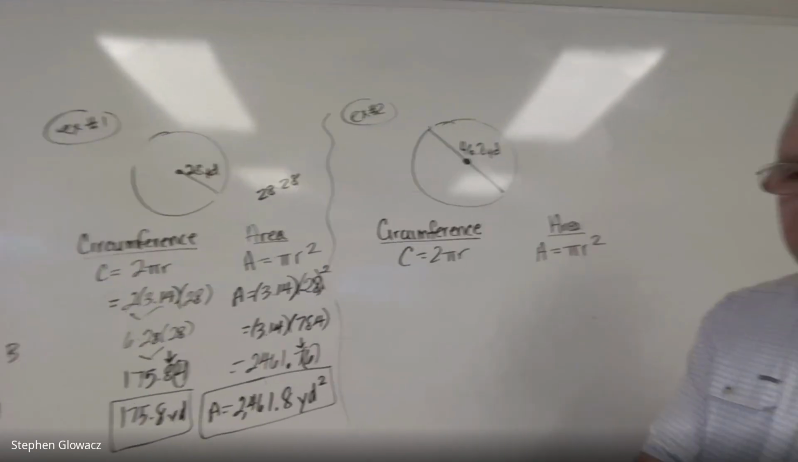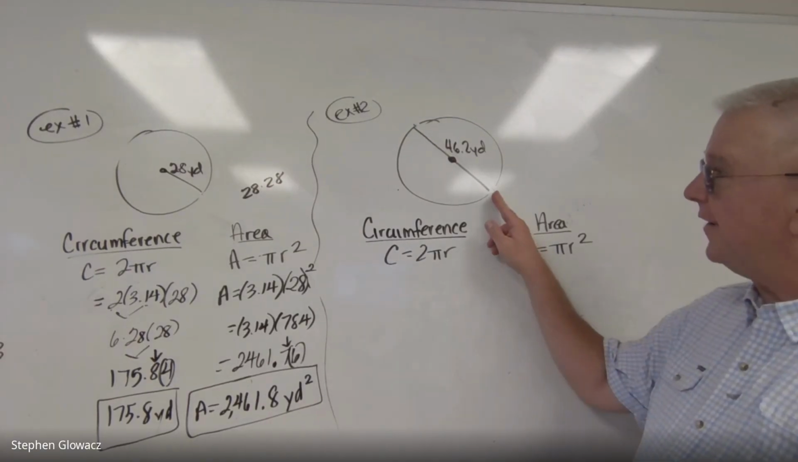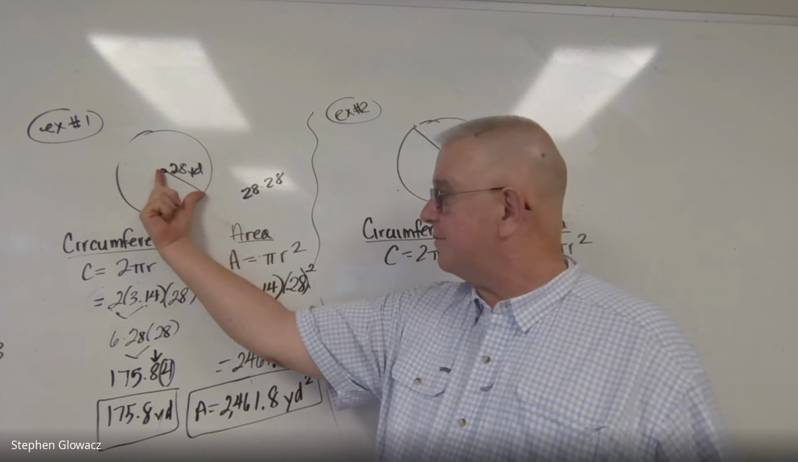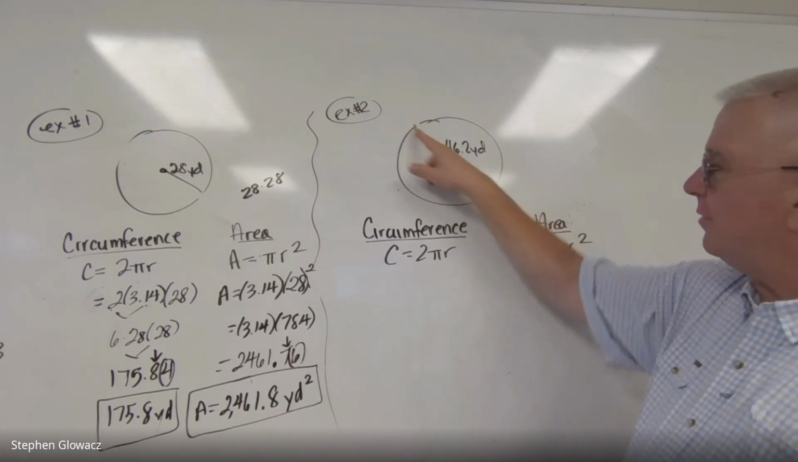For number 2, we're doing the same thing. The difference on number 2, though, is they do not give us the radius. The radius, remember, is that distance from the center to the edge of the circle. What they give us in number 2 is the diameter.